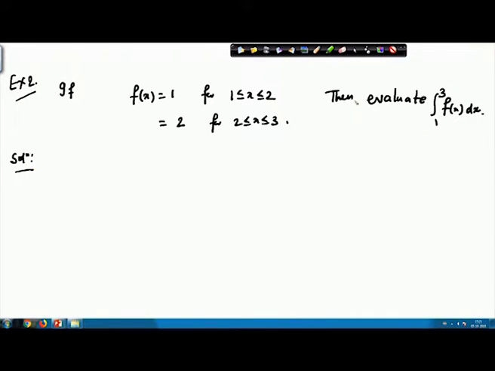So, first of all, the given function is f(x) equals 1 between 1 and 2, and f(x) equals 2 between 2 and 3. So, obviously, it is a discontinuous function at x equals 2. Now, having just one point of discontinuity would not create any kind of problem. I mean, you can still talk about Riemann integrability.